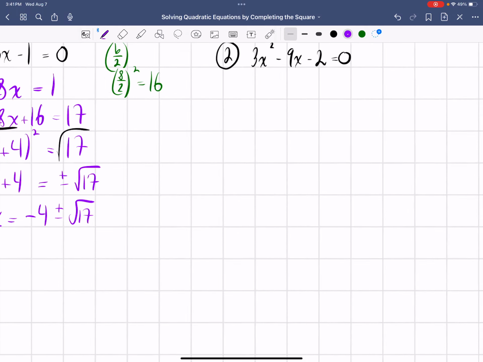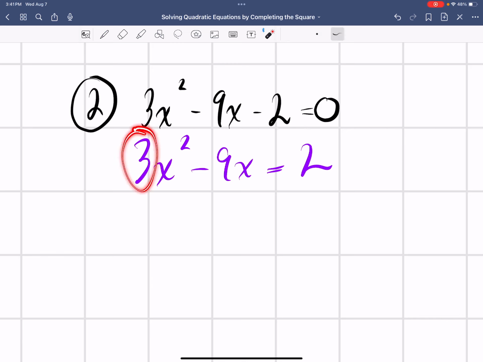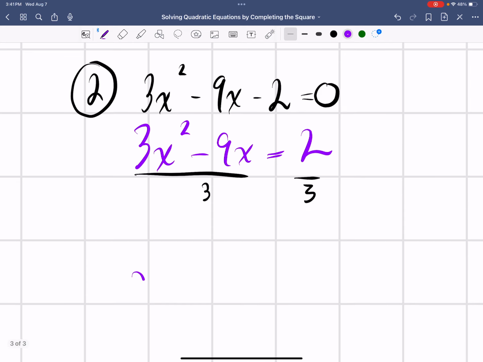On to the next one, number 2. Step 1, move the constant to the other side. So we have 3x, I'll use purple again, 3x squared minus 9x equals 2. Step 2, we need to make a, the leading coefficient, 1. And to do that, we'll just divide both sides by 3. Okay, so now we have x squared minus 3x equals 2/3. And we don't love fractions, but it is what it is.